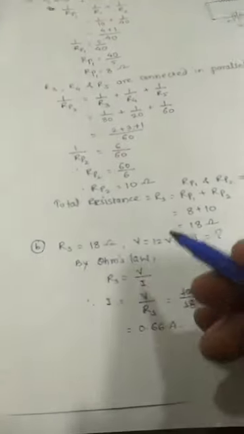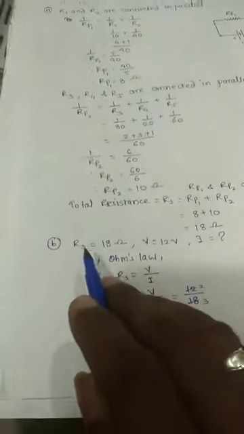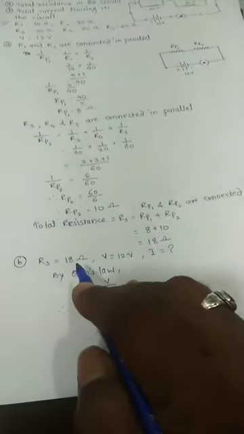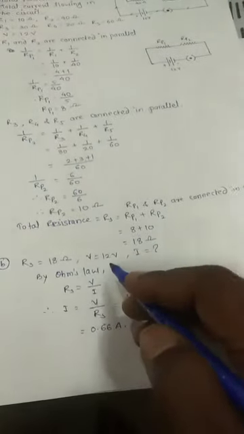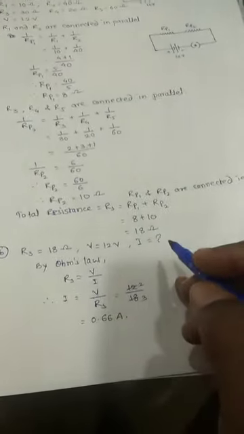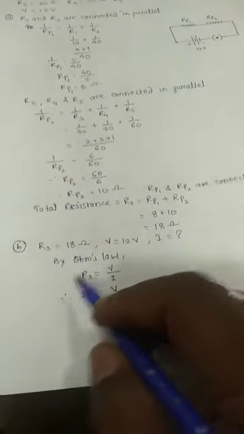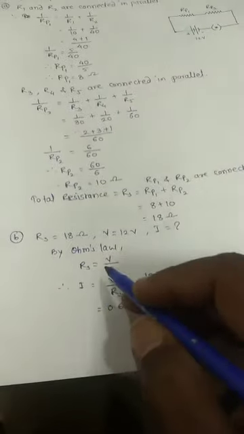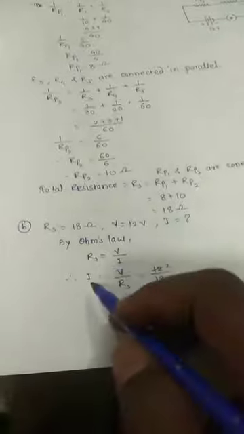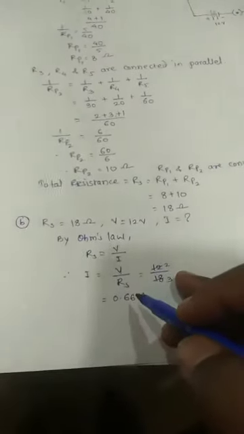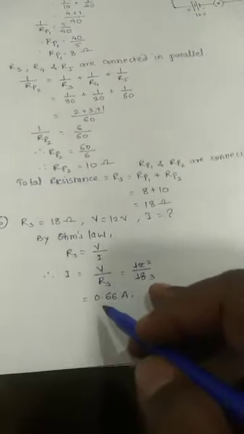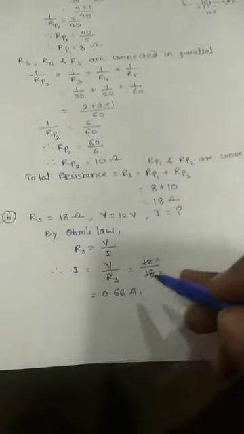So the total current. Since it is a series combination, the same amount of current flows. So Rs equals to 18 ohm. Potential difference is 12 volt. I has to be found. So by Ohm's law, Rs equals to V by I, so I equals V by Rs. Substituting, we get 0.66 ampere.